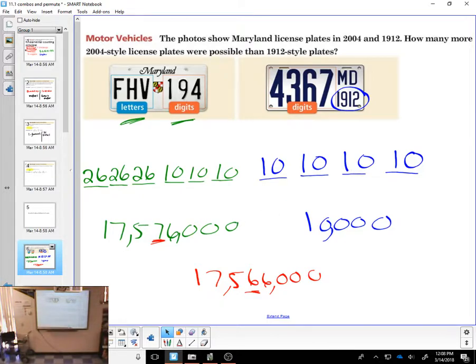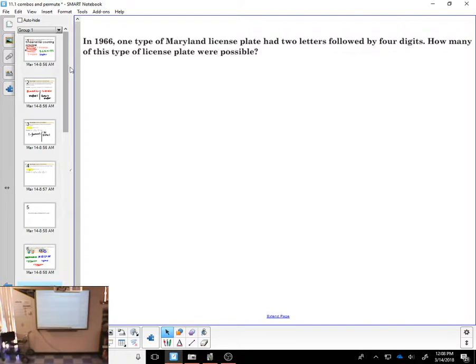All right, cool. Now what if they had a plate that only used 2 letters followed by 4 digits? So 2 letters followed by 4 digits. How many plates could you make? So you have to do 26, 26, 10, 10, 10, 10. 2 letters, and then 4 digits.